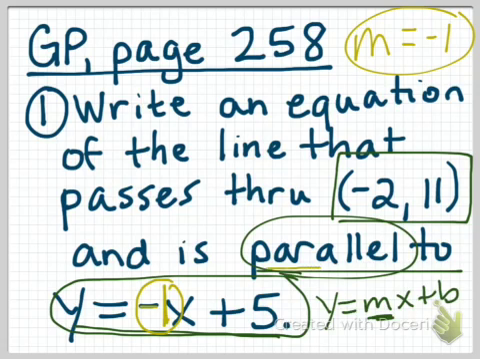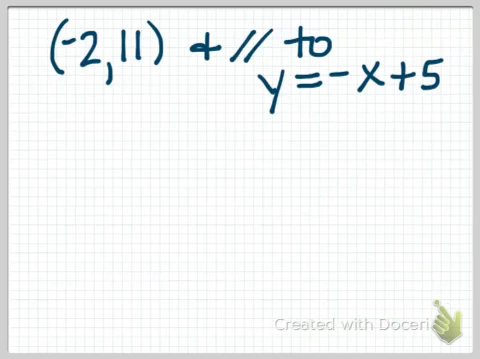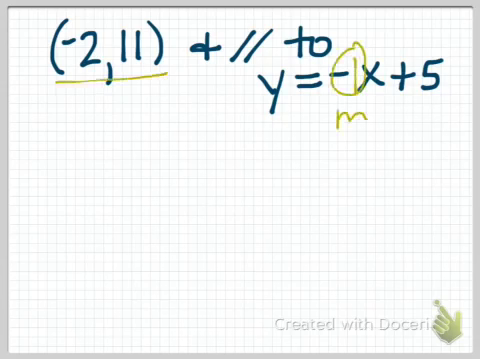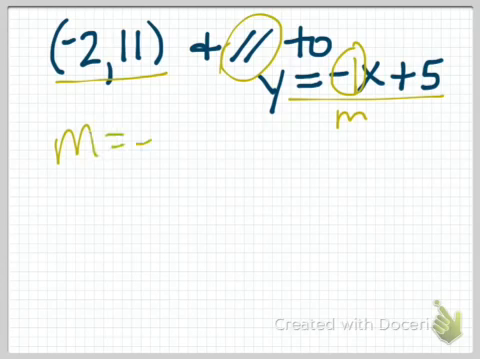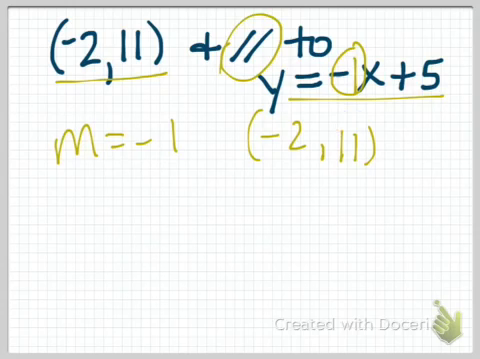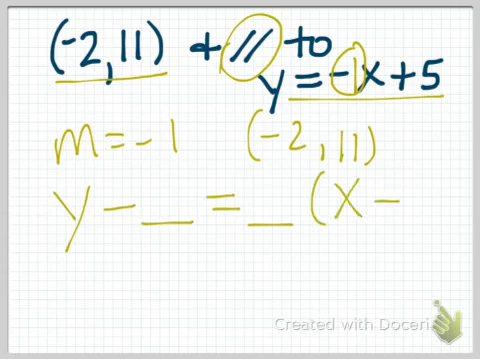Since the line we're looking for is parallel to this line, it shares the same slope, but it's going to go through this point they gave us. So what they've really done is give us a point and a slope by telling us that the line was parallel to this line. So we've got m equals -1, and our point is -2, 11. So, point slope form: y minus blank equals blank times x minus blank.